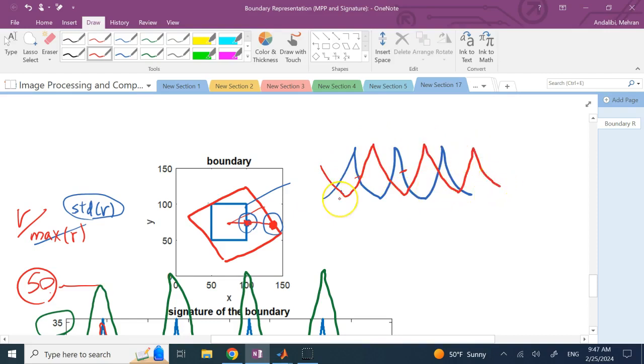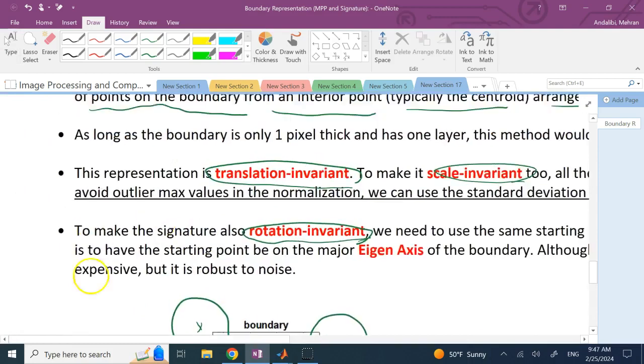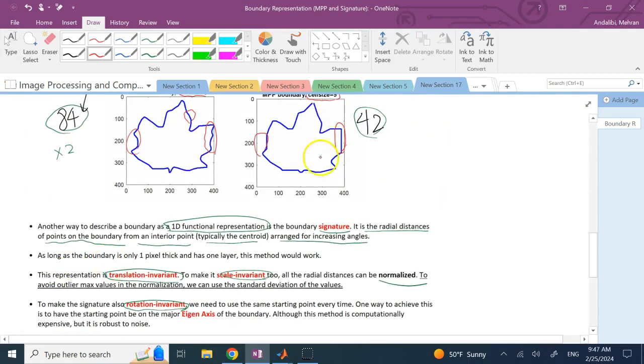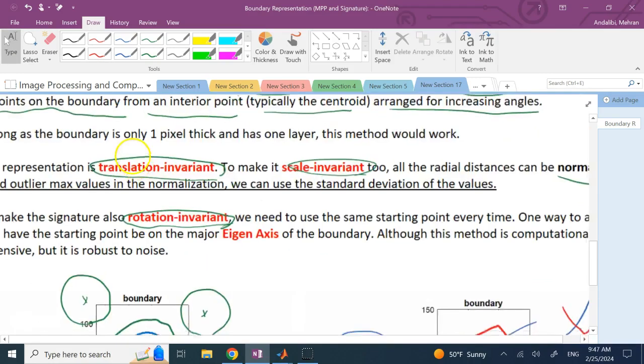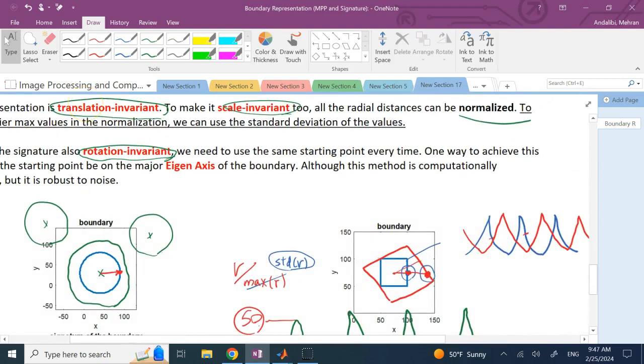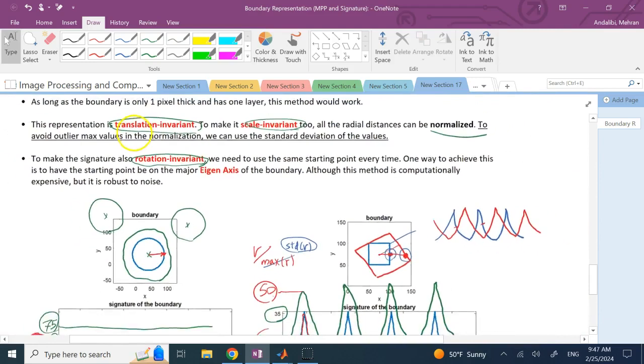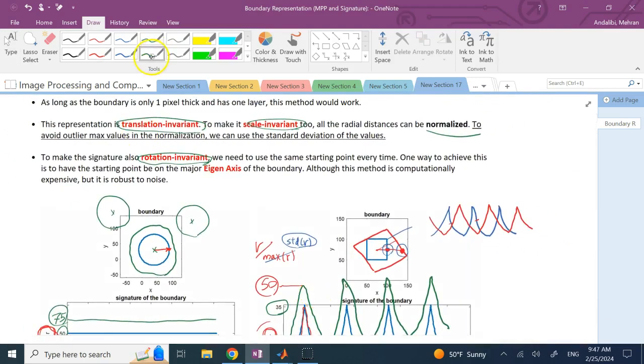Okay, so how can you get rid of that shift? For this case, it might be a simple shift, but if the profile is a little bit more complicated, it might not be a very easy shift to register. So if I can select the same relative position of the start point with respect to the profile, that guarantees me rotation invariance. How can I do that? One way to do it is to use the major eigenaxis.